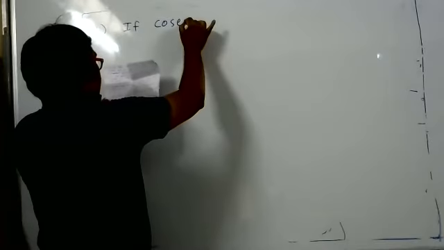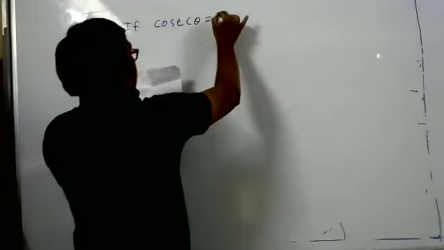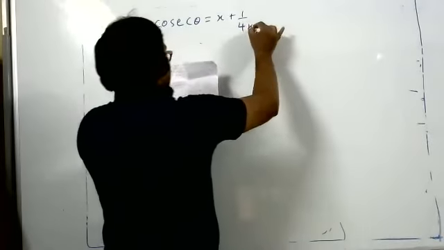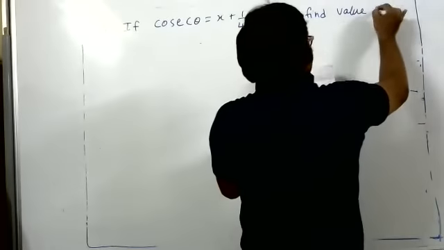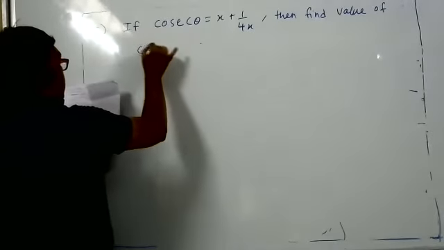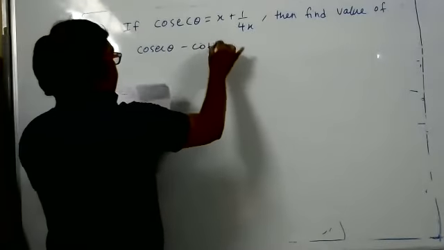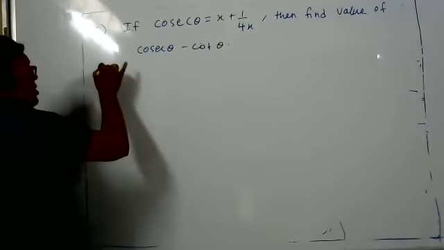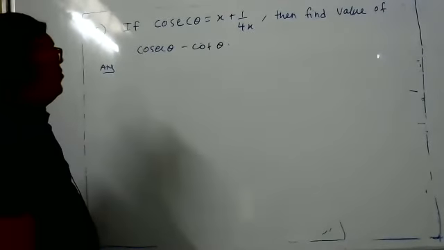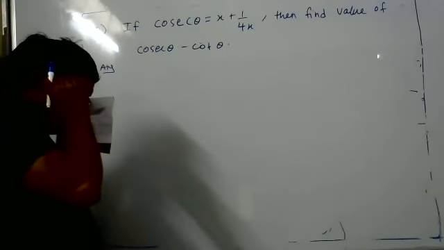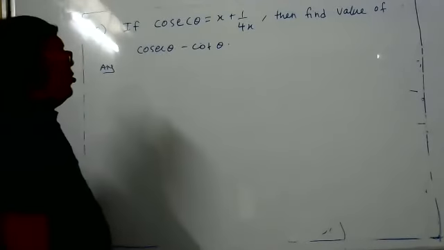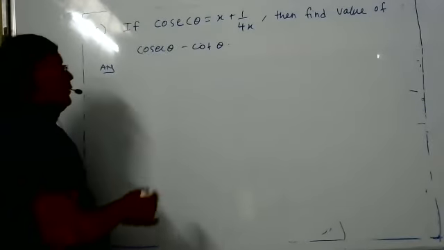Cosecant theta. This was the sum. Now cosecant theta is equal to x plus 1 by 4x. Then find the value of cosecant theta minus cot theta. One of the girls will tell how she has done this sum. So you have squared on both the sides. Squaring on both the sides of cosec theta equals x plus 1 by 4x. Good method. We can do it that way.